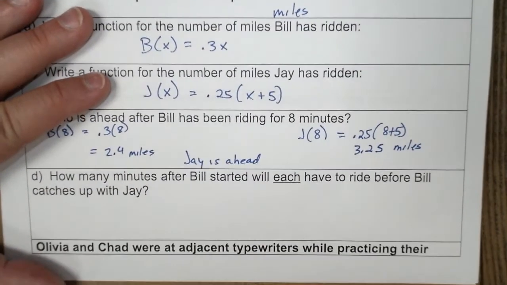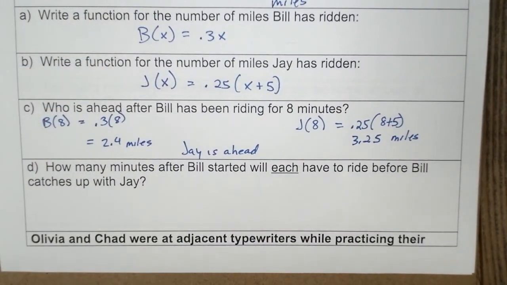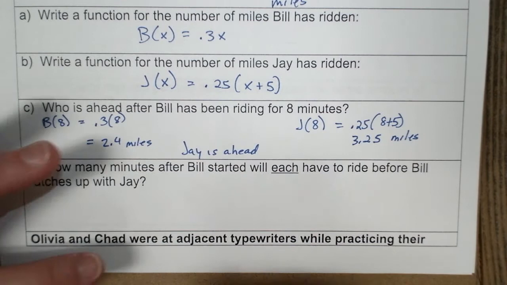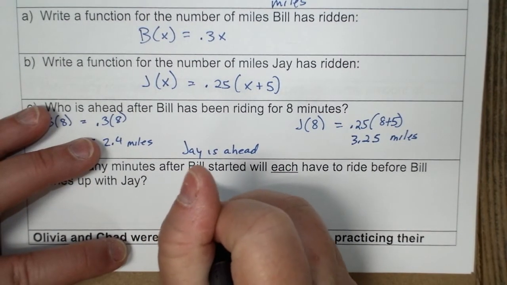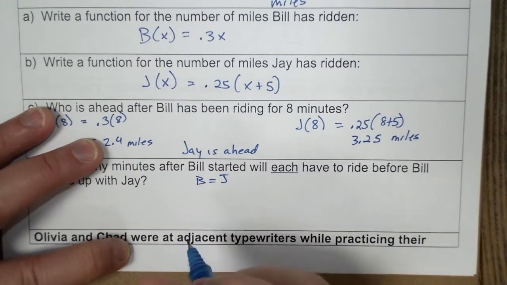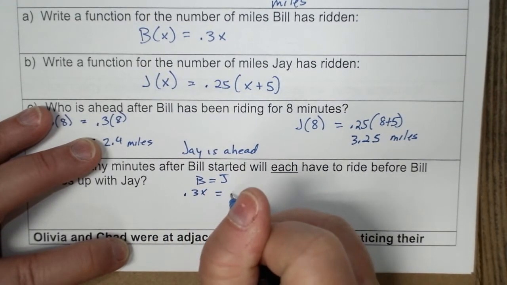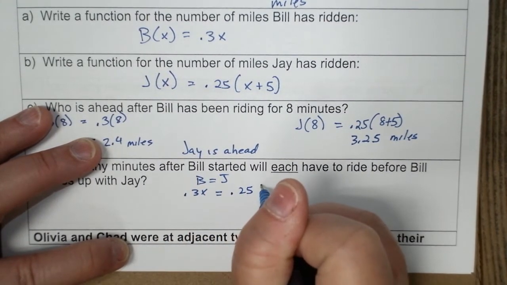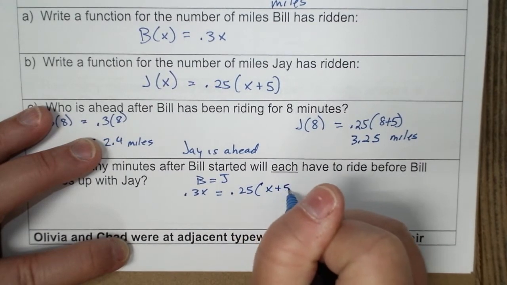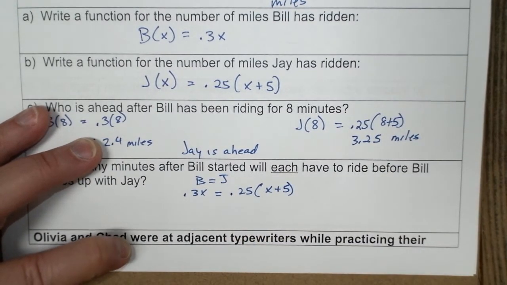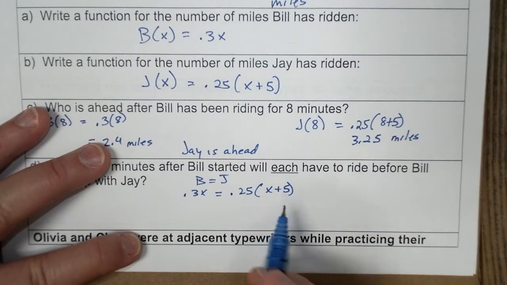How many minutes after Bill started will each have to ride before Bill catches up with Jay? So we want them to be equal. We want Bill to equal Jay. So we're going to be putting 0.3x is equal to 0.25 times x plus 5. That's when they would be equal, and that 5 minute head start would be taken care of.